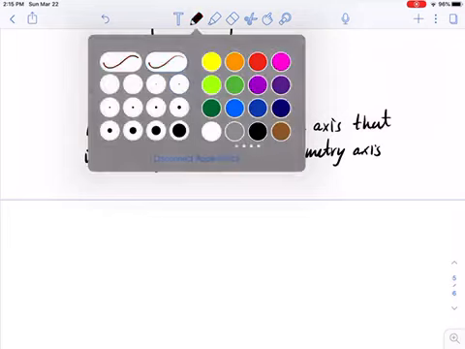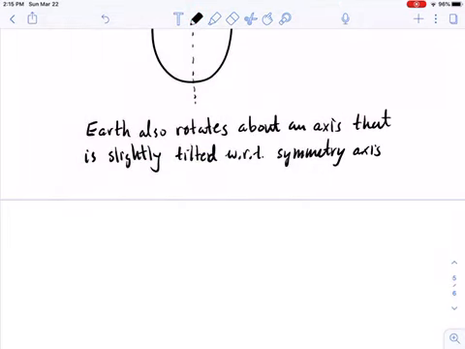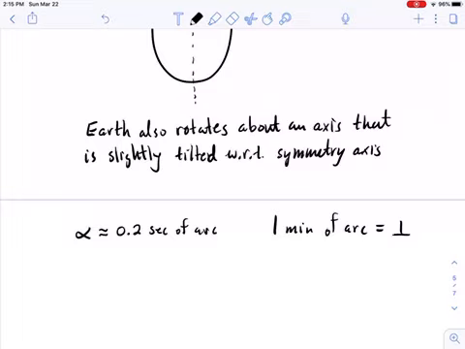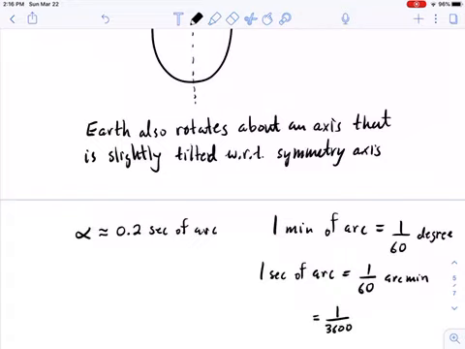Okay, so for the Earth, this tilting of the angular velocity, alpha, is around 0.2 seconds of arc. Okay, so 1 minute of arc is equal to 1/60th of a degree, and 1 second of arc is 1/60th of a minute of arc, which is 1/3600 of a degree.